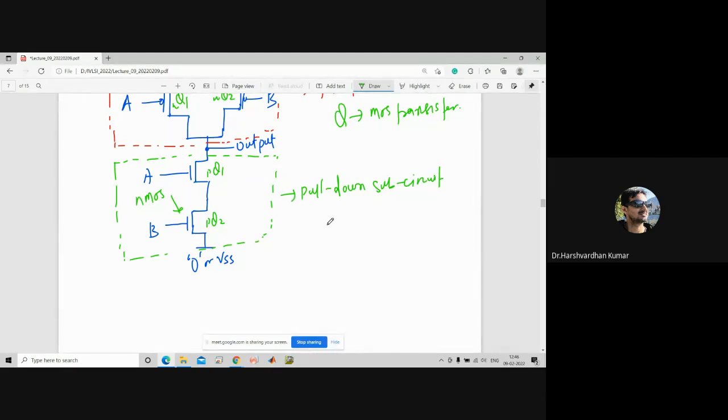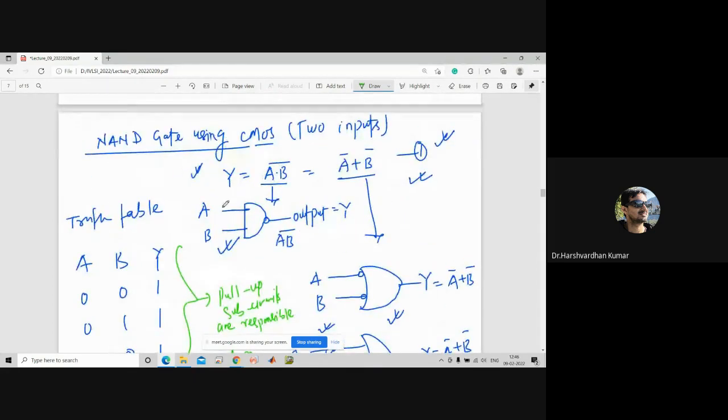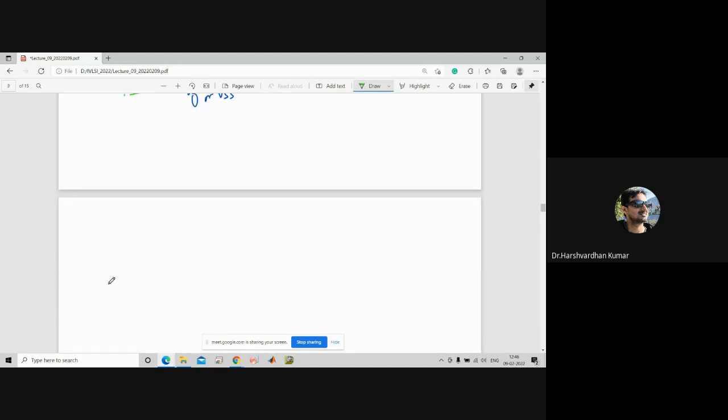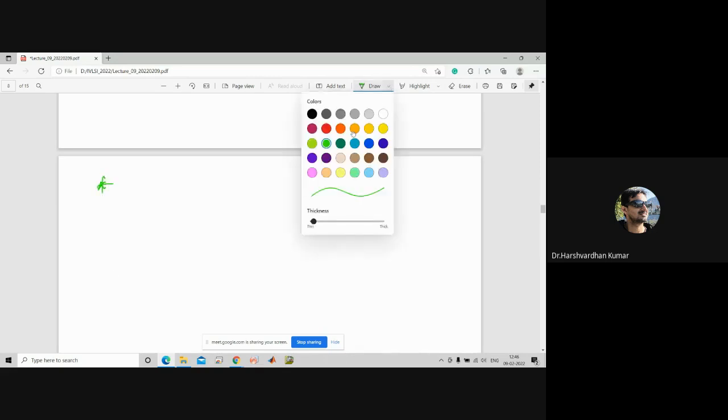Any difficulty in understanding the NAND gate using CMOS? No, sir. Okay, so let us move to the next gate. What is remaining? NOR gate, right? Okay, NOR gate. So we just have to reverse the operations. For the NAND gate, reverse the circuit diagram, then you can get the NOR gate. First, let's talk about the NOR gate.